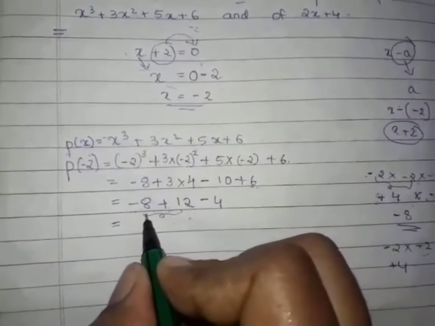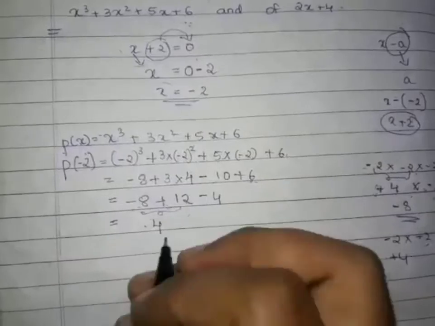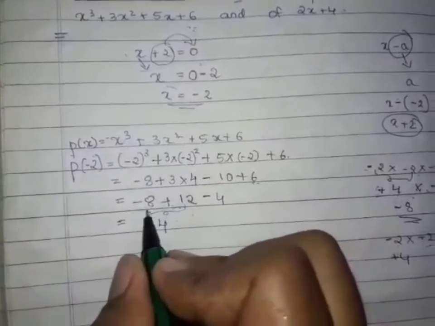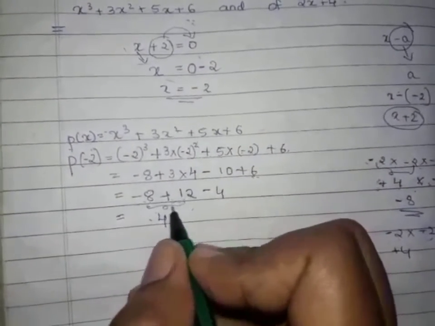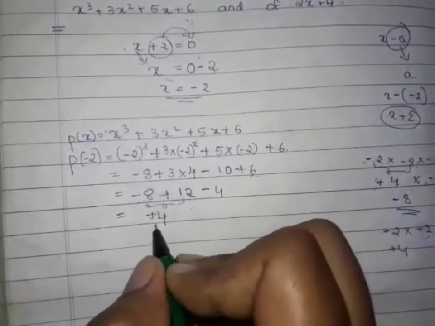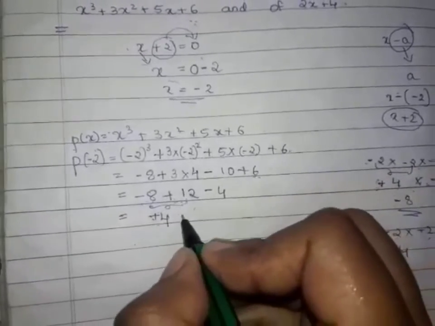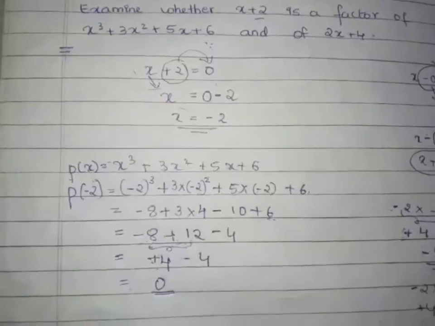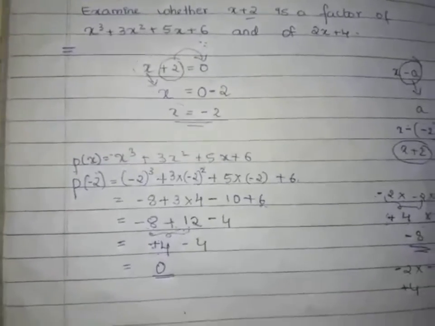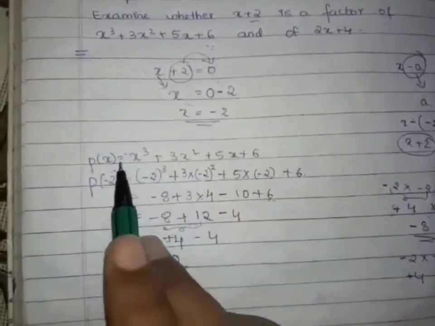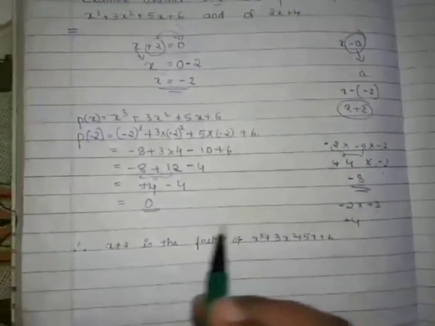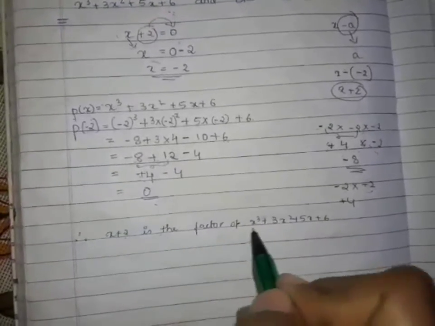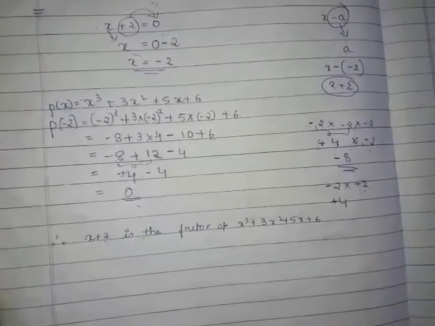So on subtracting 12 and 8, we will get 4. Okay, what should be the sign of the 4? We have to see the sign of the bigger number. Among 8 and 12, 12 is the bigger number. So the sign of 12 is plus. So our answer will be plus 4. Then we can write minus 4 as it is. So plus 4 minus 4 is 0. So if the answer we get is 0, then we can tell that x plus 2 is a factor of the polynomial. Since the remainder is 0, we can tell that x plus 2 is a factor of x cube plus 3x square plus 5x plus 6.